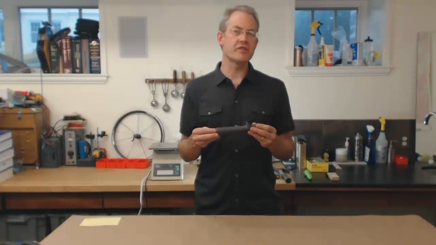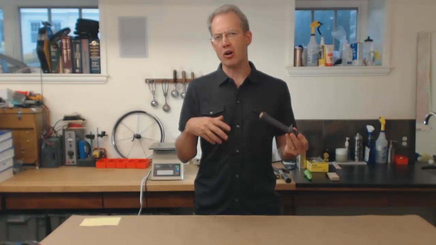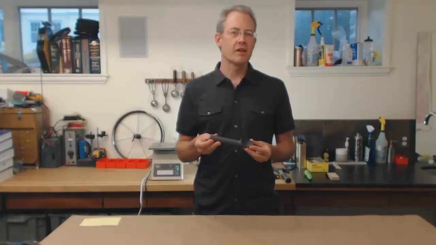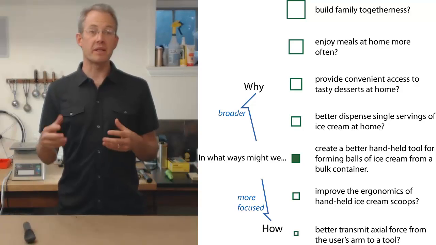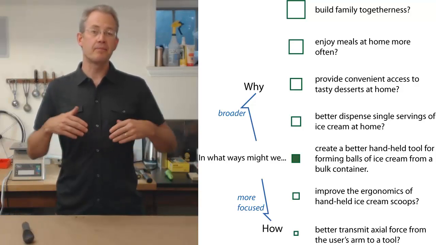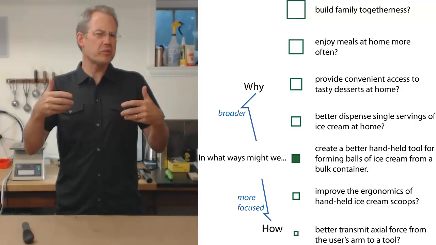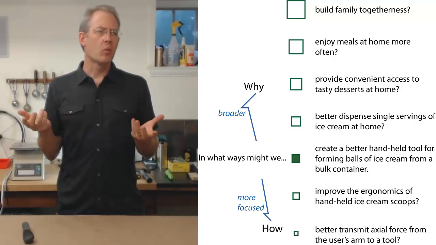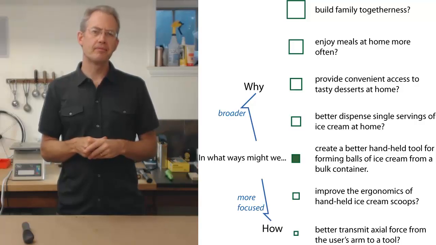Then what I like to do is use a technique called the 5 whys. And this is a kind of a borrowing of a technique that comes out of the total quality management movement. Let me show you how it works. So we start with that first statement, create a better handheld tool for forming balls of ice cream from a bulk container. And we ask the question, why would we want to do that? That is, what would be the motive for doing that? And an answer to that might be, well, we want to better dispense single servings of ice cream at home.